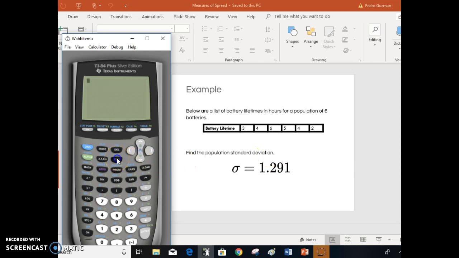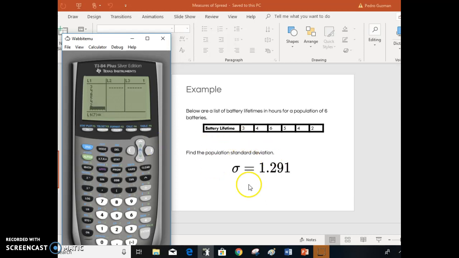So we're going to go to stat, and we're going to enter our number stat and edit. So I'm going to clear this out. This is what we had in for something else. So I'm going to highlight L1 and hit clear, then down. So all of that is deleted. So now I'm going to put in the battery lifetimes 3, 4, 6, 5, 4, 2.